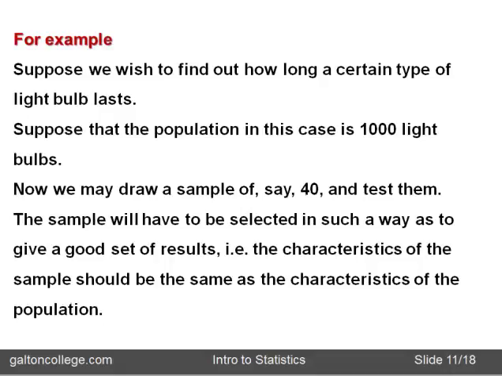Now, hopefully, once you've worked out the average life of the 40 bulbs, that will give you an indication for the full 1,000 light bulbs. Of course, it depends on how confident you are. What you will say is the average light bulb lasts a certain period of time, plus or minus so many hours, because it's unlikely that the full population will have exactly the same average as the sample.